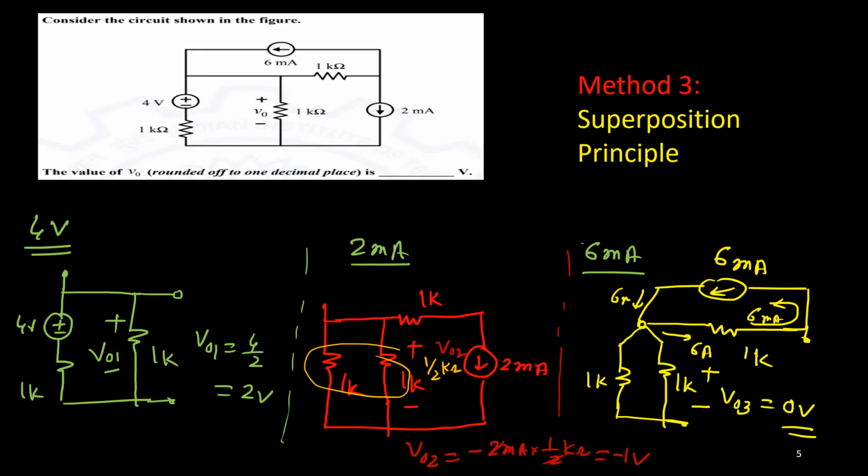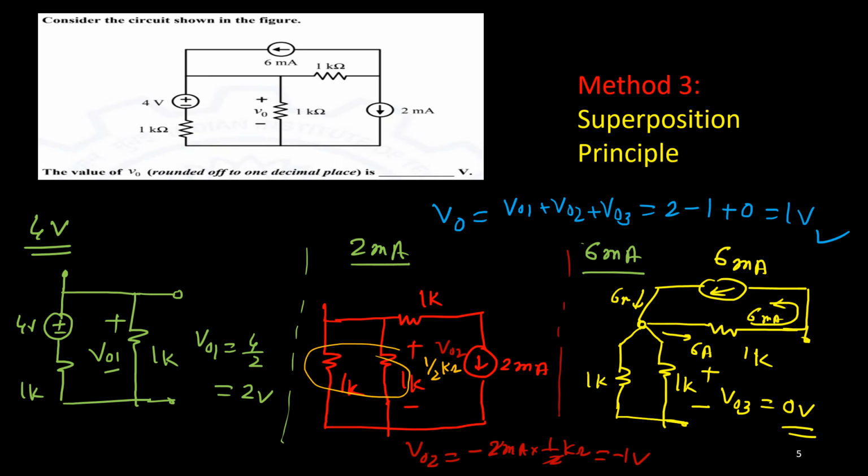Okay, so the total voltage V0 will be V01 plus V02 plus V03. V01 is 2, this is minus 1, and this is 0, so this is 1 volt. So we have got the same result, right? This circuit can also be solved using mesh analysis. That also you can try. I'll give you one hint and you will try.